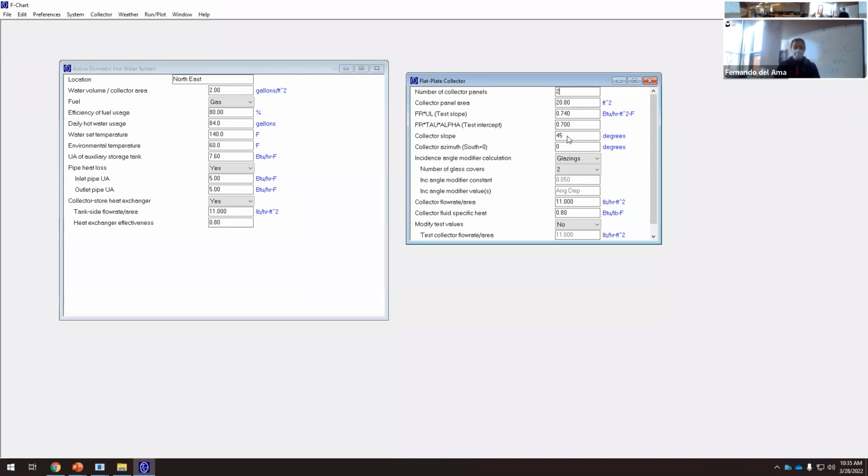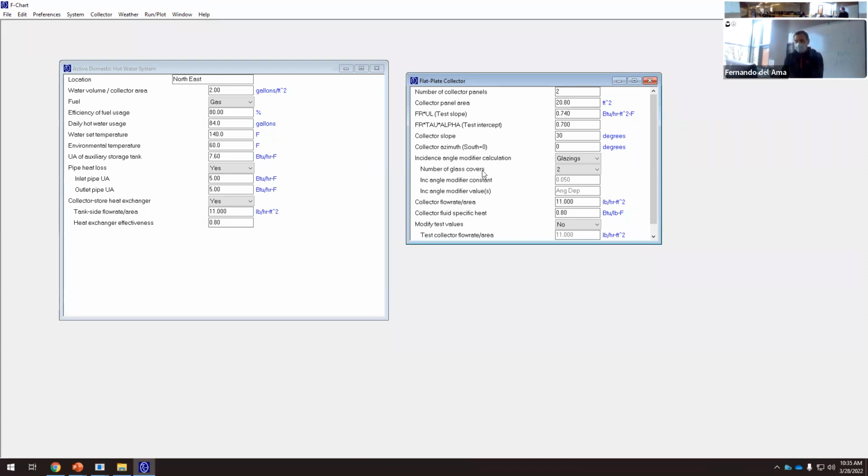The slope, this is something that you can control. If you have 45 degrees or you have 30, so let's imagine that it's 30. The collector azimuth, it has to be 0. It has to be south oriented. If it's not, okay, so make sure that you have the orientation of the collectors. It's always 0. It's always south.